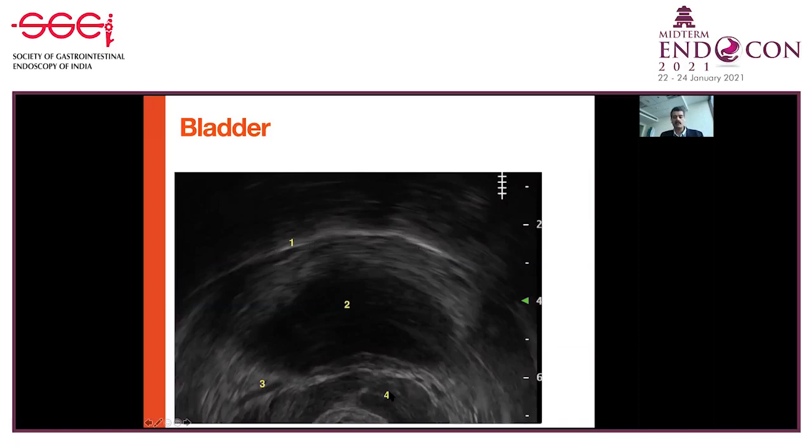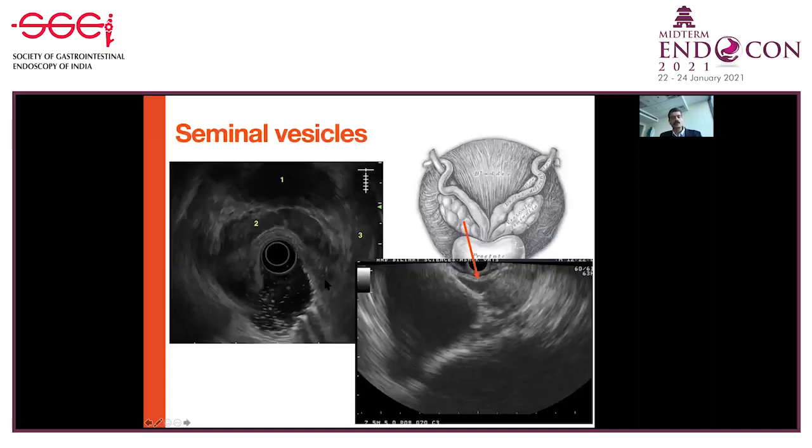And then you have the seminal vesicles lying posterior-inferior to the bladder. And as you withdraw, you will reach the prostate. So this is a radial EUS imaging showing the obturator internus forming the pelvic side wall, the bladder anteriorly, the seminal vesicles, the probe in the rectum.